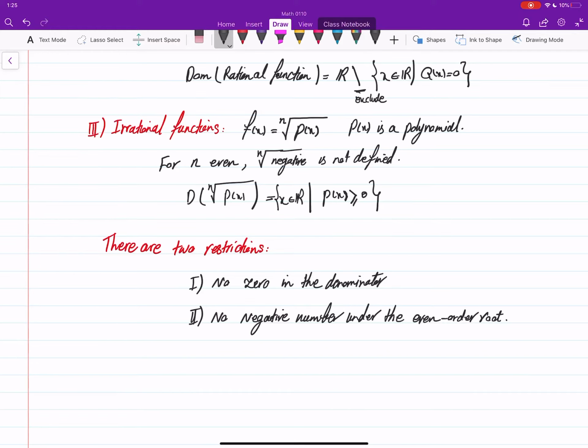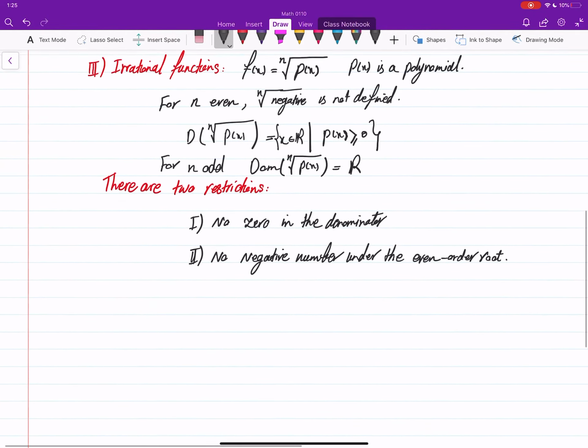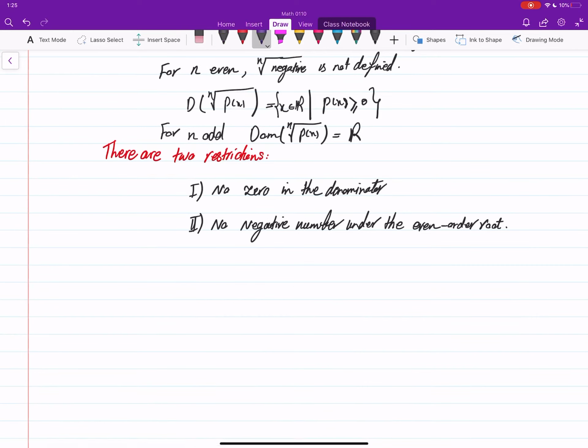Under the third root or odd roots, there is no restriction. We are okay. It will be the whole real line. So let me add this one here. For the domain of an odd nth root of a polynomial, there is no problem there. It is going to be the whole real line. Okay, let's do a few examples and then go from there.